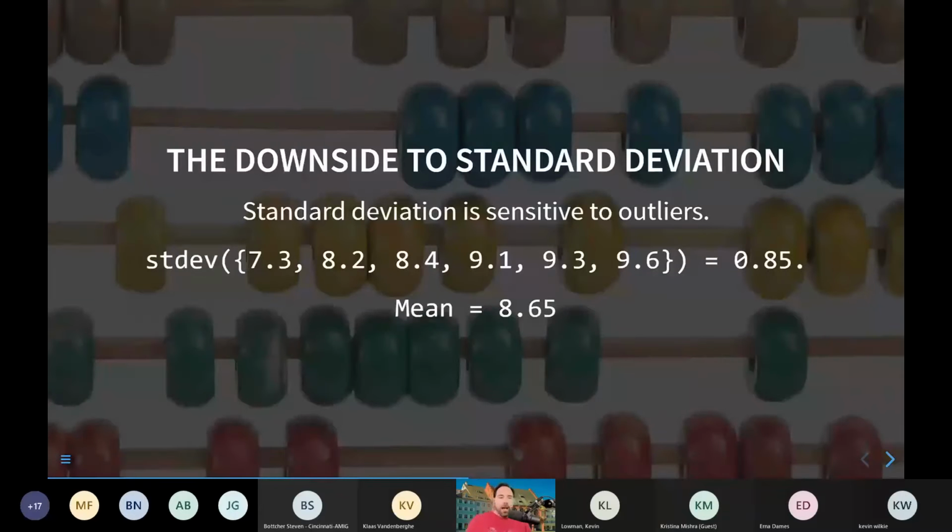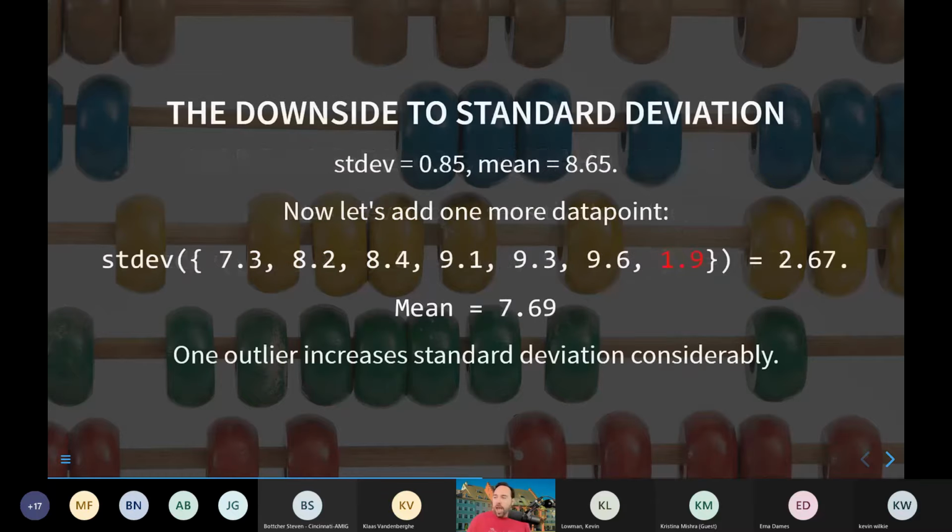But standard deviation is not the best thing in the world because it's sensitive to the very thing we want to track in outliers. Suppose I've got these 6 data points. If you get the standard deviation of those 6, then it's 0.85, and the mean is 8.65. Now, as soon as I add a single outlier, a 1.9, my standard deviation trebles. It goes from 0.85 to 2.67. And my mean drops almost a full point just by one outlier.